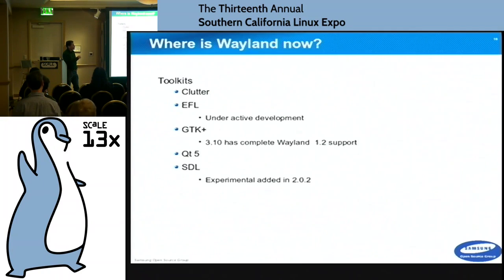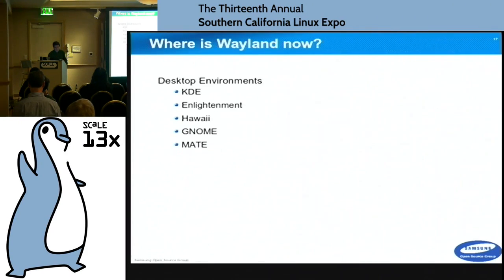GTK 3.0 has complete Wayland 1.2 support. Of course, I think we just pushed out Wayland 1.7 as a release. So there's a little more catching up to do, but these groups are talking to the people working on Weston. The people on Weston are talking to these groups, trying to all be inclusive and facilitate everything. Qt5 has Wayland support. SDL added experimental support in 2.0.2. If you use SDL, I'm aware of it. I haven't had much chance to have at it, but it's a very interesting and prevalent library.